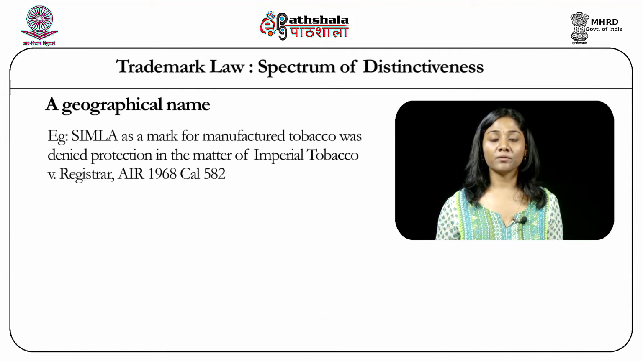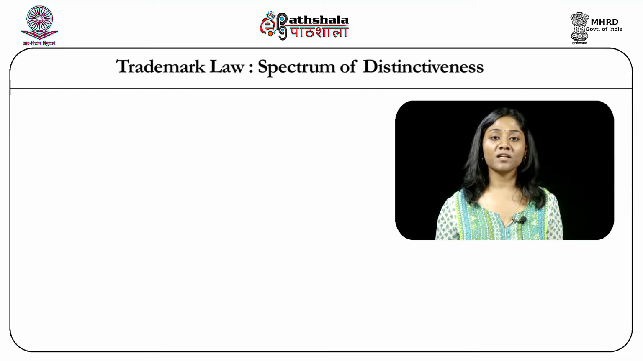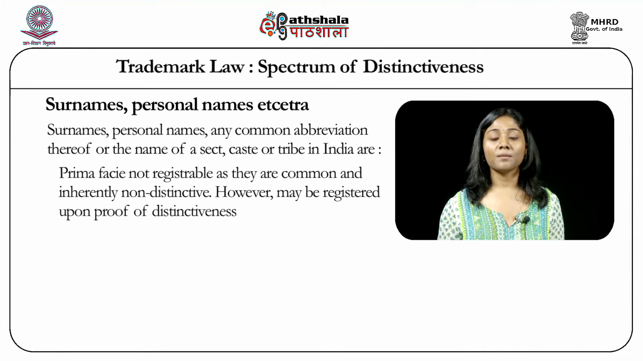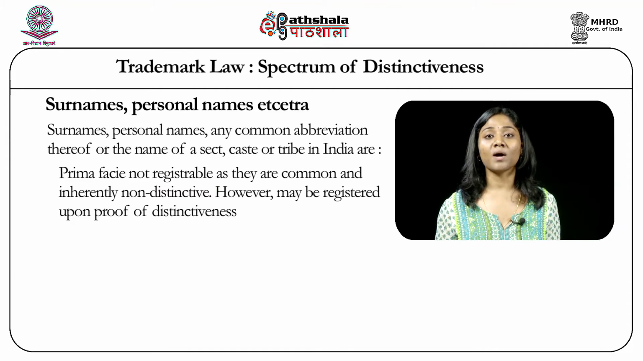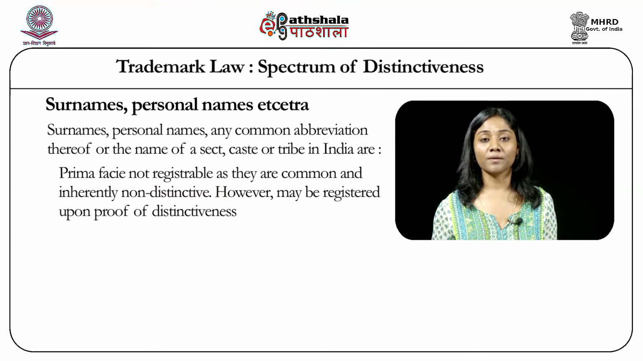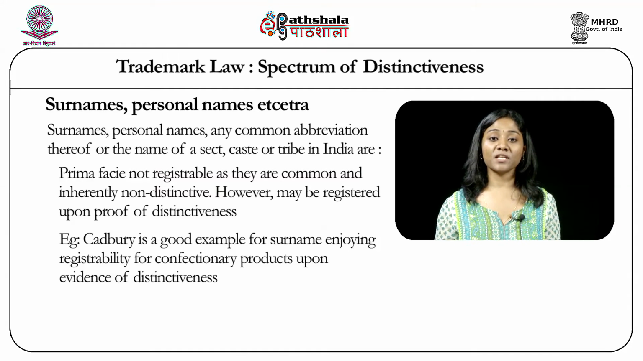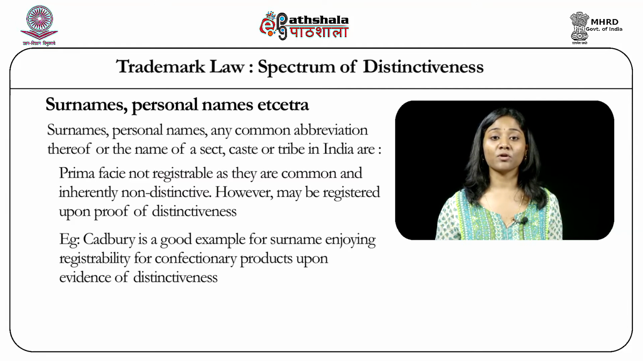Other provisions within Section 9 would be surnames, personal names, etc. Surnames or family names as such are not allowed to be protected as trademarks, and they are absolute grounds for refusal of such protection. Prima facie they are not registrable. However, a family business can eventually go on to acquire distinctiveness in the minds of the consumer and earn goodwill and thereafter be registrable. A good example to think of would be the famous names of Tata and Ambani. Cadbury also is a good example of a surname enjoying registrability for confectionery products upon evidence of distinctiveness.